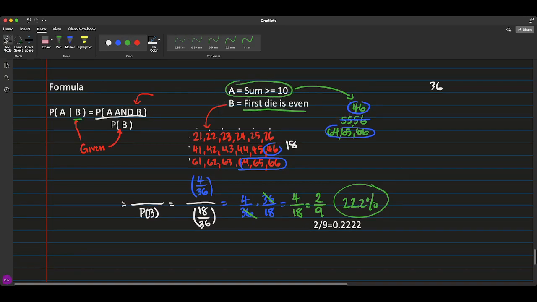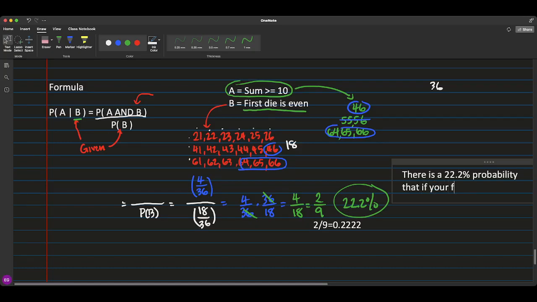So let's write this down. There is a 22.2% chance or probability that if your first die is even, that the sum of the two die is greater than or equal to 10.